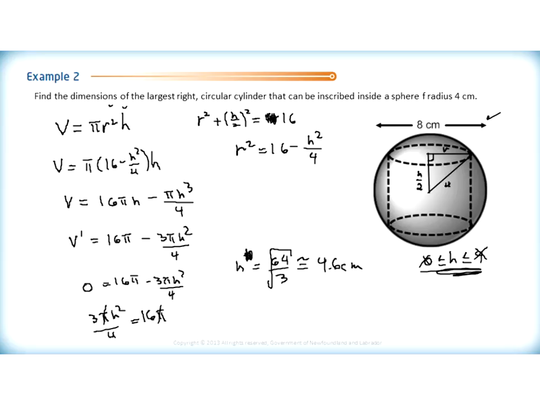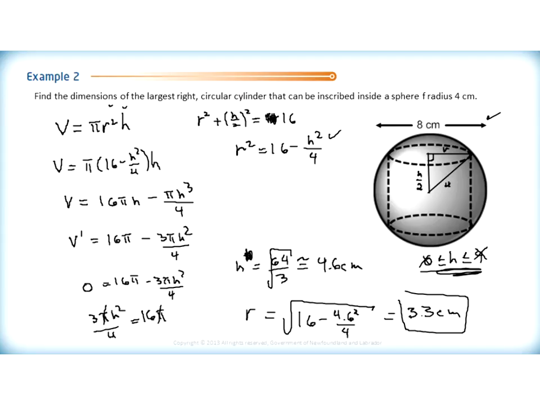It did ask for the dimensions, so we should get the radius as well. So the radius, I'm just going to use this equation. It'll be the square root of 16 minus 4.6 squared over 4, and that turns out to be 3.3 centimeters. So those are going to be the dimensions of the biggest cylinder that we can inscribe inside that sphere. Good question. That's a fun one.